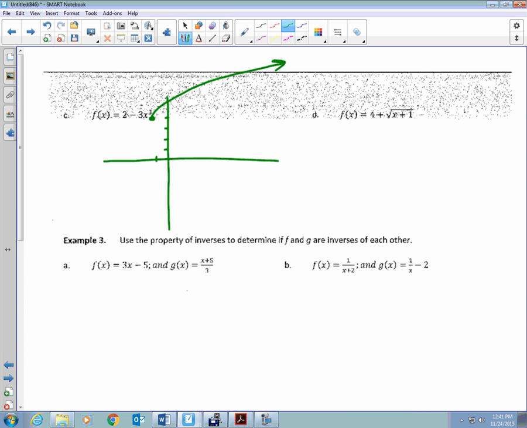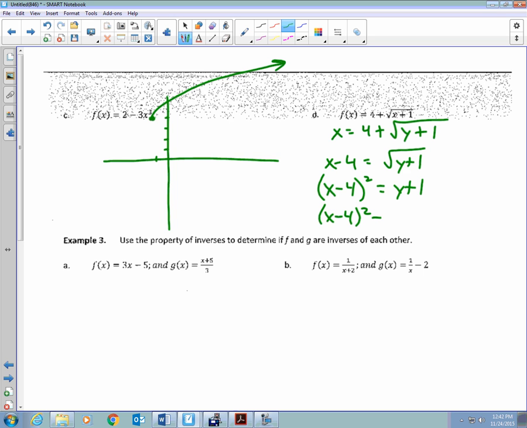Okay, so we want to find its inverse. Is this 1 to 1? It is. And so therefore, I should be able to find its inverse. So I will say x is equal to 4 plus the square root of y plus 1. How do I solve that? Minus 4, so x minus 4 is equal to the square root of y plus 1. Squared, so x minus 4 quantity squared is equal to y plus 1. And x minus 4 quantity squared minus 1 is y.